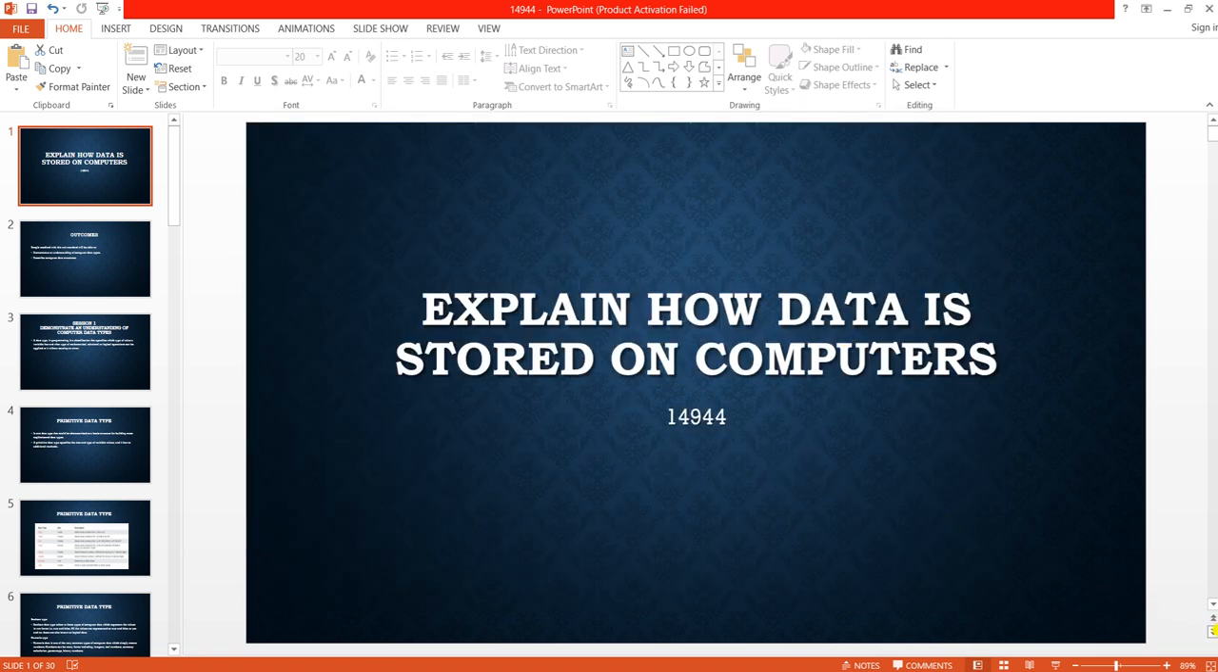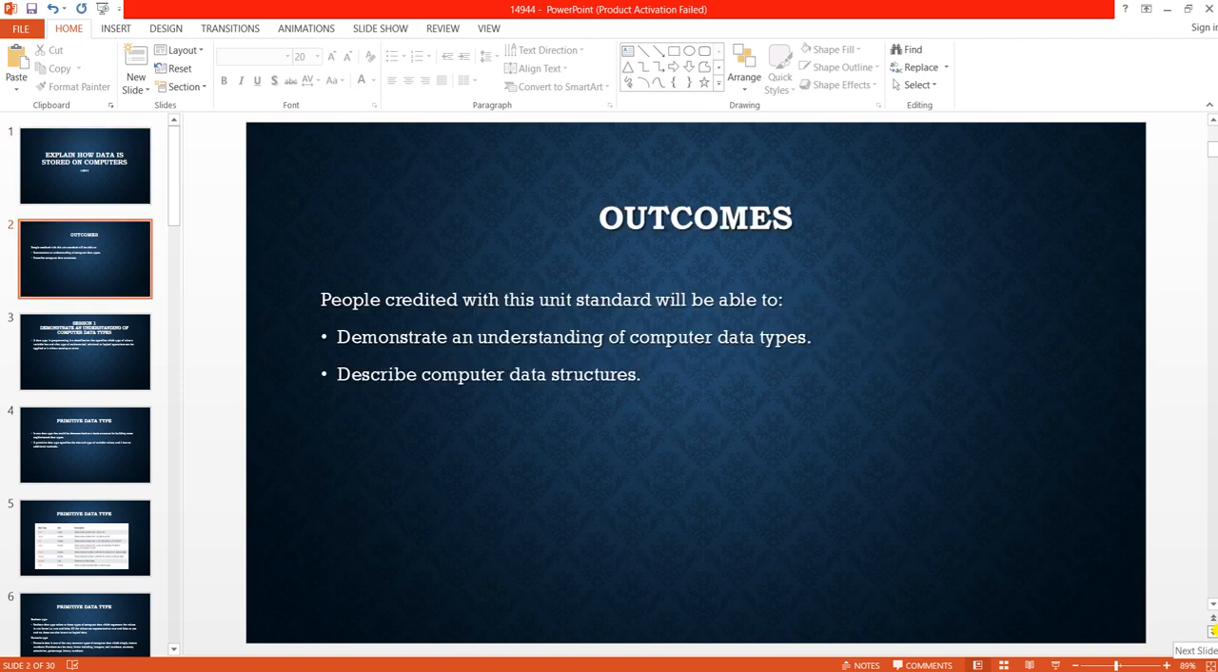So let's look at slide 2, the outcomes. So the outcomes, what we'll cover, this session consists only of 2 sessions. So session 1 is more of demonstrating and understanding of computer data types, and session 2 will describe in depth computer data structures. So let's tackle session 1, demonstrating and understanding of computer data types, on slide 3.